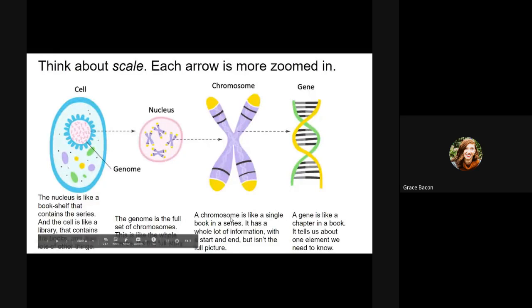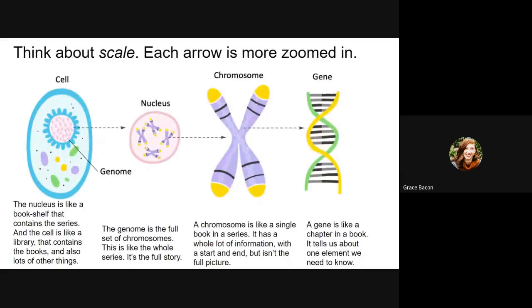So we can use kind of an analogy to think about this zooming in idea. So if we start on the right, we can think of a gene like a chapter in a book. That is as zoomed in as we're going to get. It doesn't tell us all of the information we need. It just tells us everything we need about one element. So it's like one chapter. We're just learning about maybe our hair color because it's a gene for hair color, or we're learning about eye color because it's a gene for eye color, or something like that.